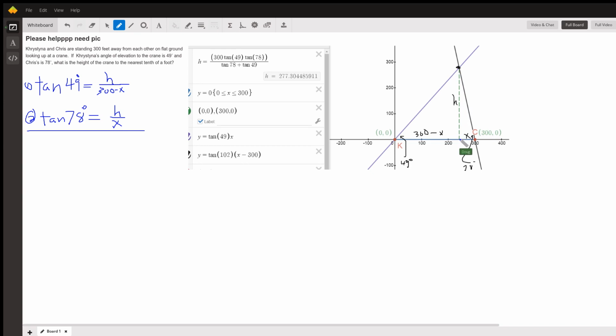So if we call x this distance right here from the base of the tower to Chris, then 300 minus x must be the distance from the base of the tower to Khrystyna. There's other ways to set it up, but this is just one of the ways. So we can get two equations and two unknowns. Tangent of 49 equals h over 300 minus x, and tangent of 78 equals h over x.